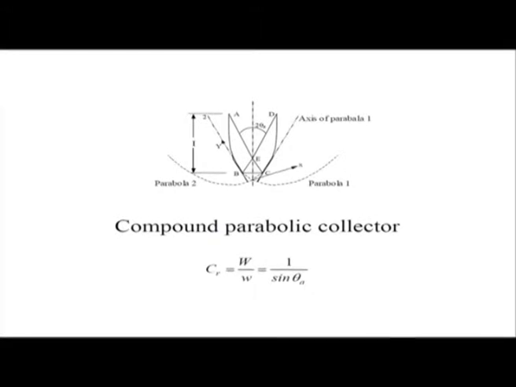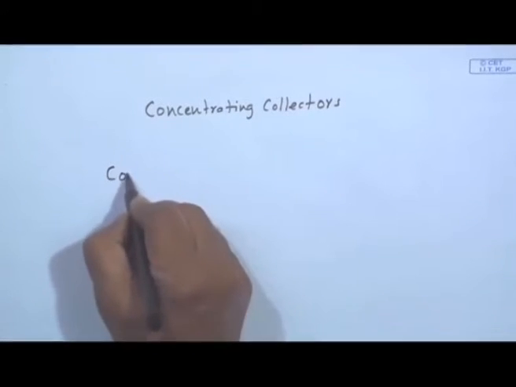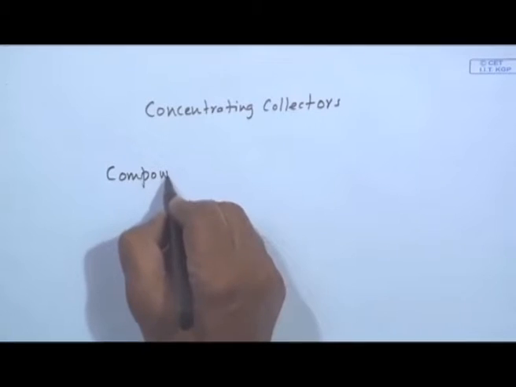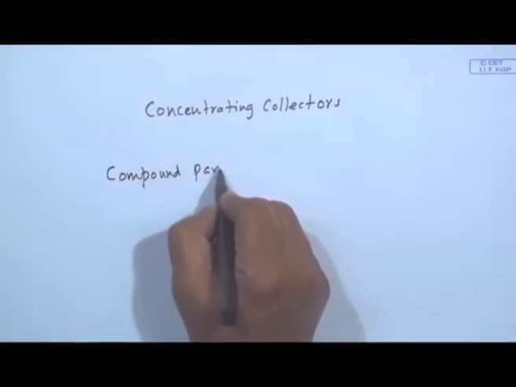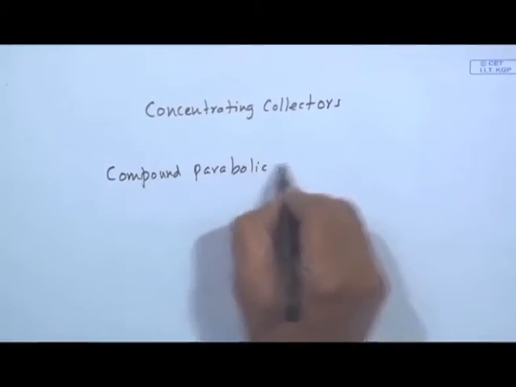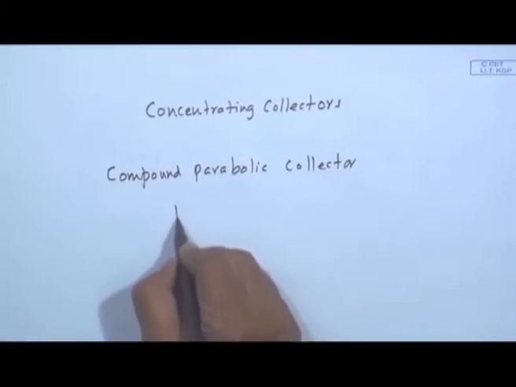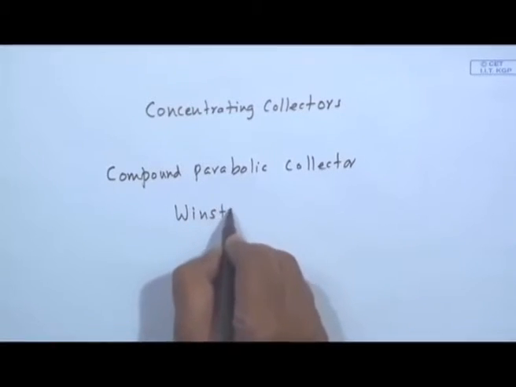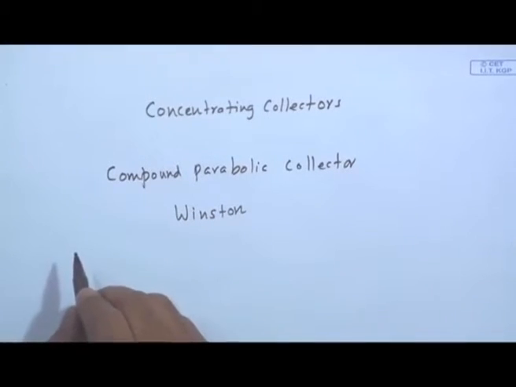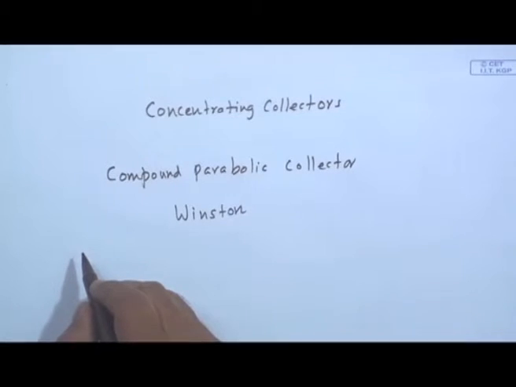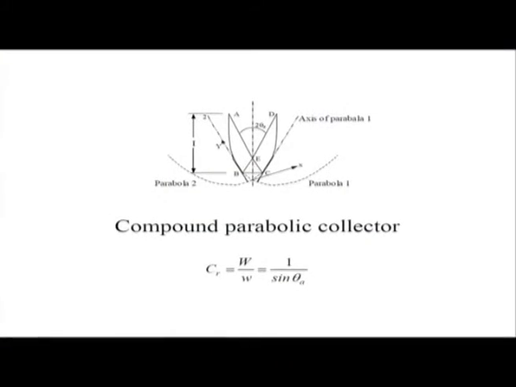Then we have considered subsequently the compound parabolic collector. This was originally proposed by Professor Winston. It is also called the Winston collector, and the focus of parabola 1 is at parabola 2's intersection point and vice versa, as you can see over here.